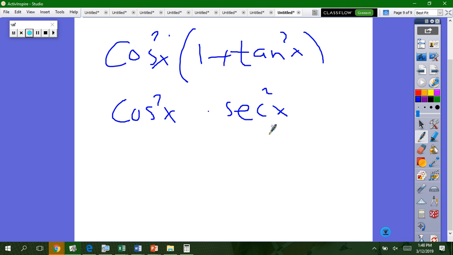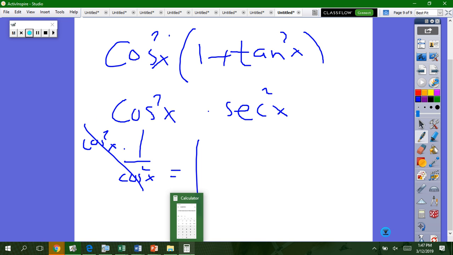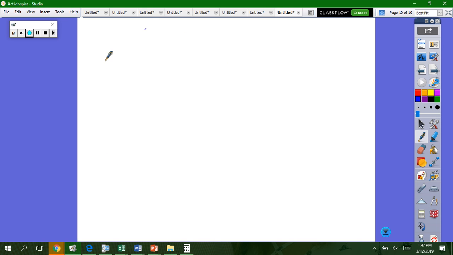Cosine squared times secant squared is 1. Because that's cosine squared times 1 over cosine squared. Right? Anybody else have one? 7. Oh, I don't think we're going that far. Sure we are. 76. What does it say? 1/2. Bracket or parenthesis. Got it.